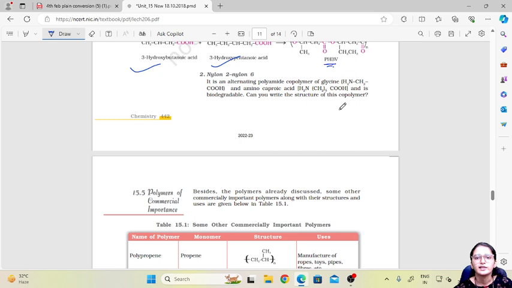Then nylon 2 nylon 6, it is an alternating polyamide copolymer of glycine and aminocaproic acid. So this is nylon 2 nylon 6 and it is biodegradable.